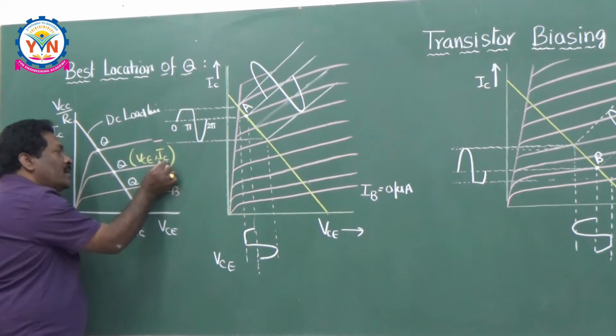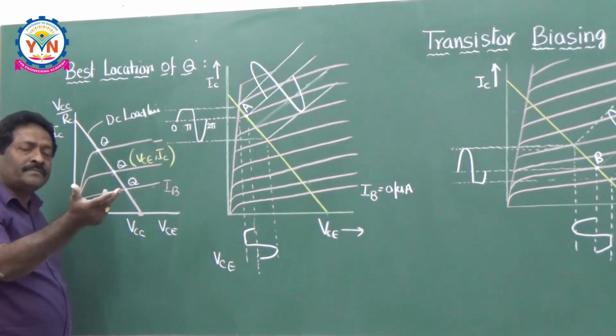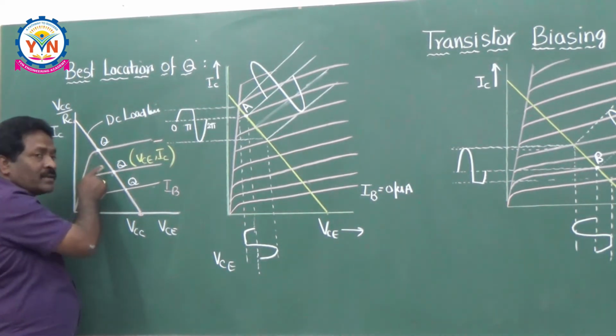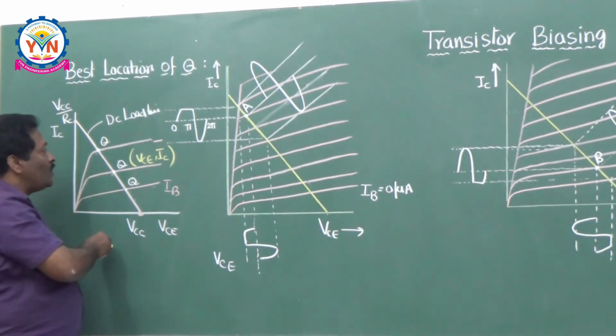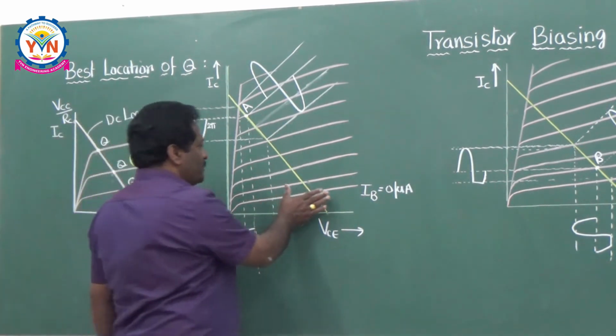It depends on IC, that means collector current. Collector current is also a function of temperature. If temperature changes, the location of the operating point also changes. We will discuss it later, but now let me tell you what may be the best location of this operating point. Now come to this figure.